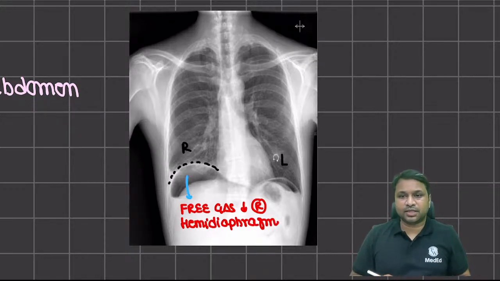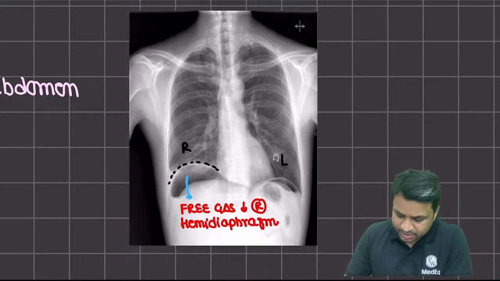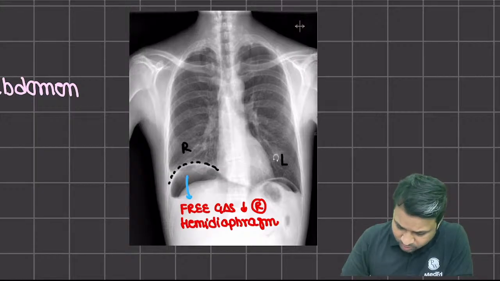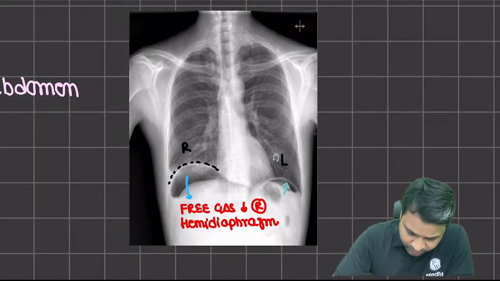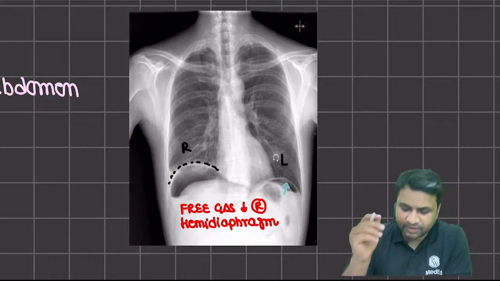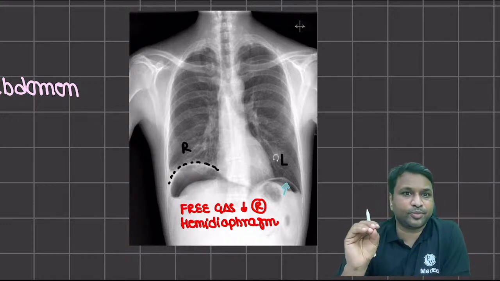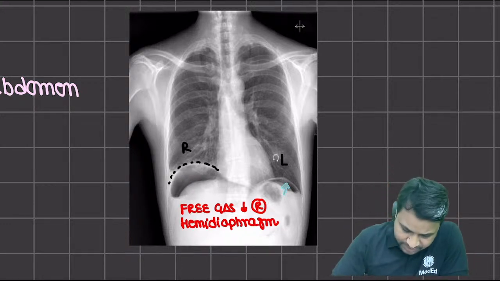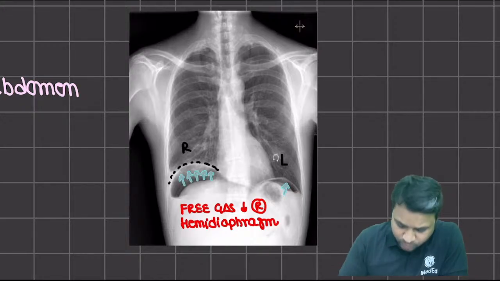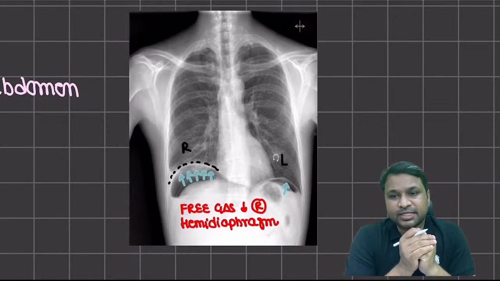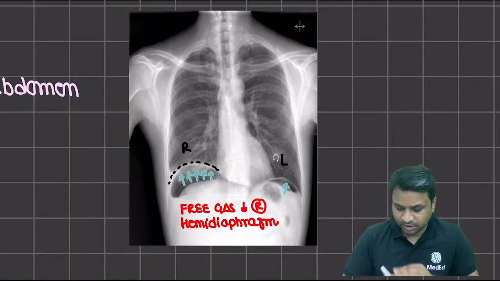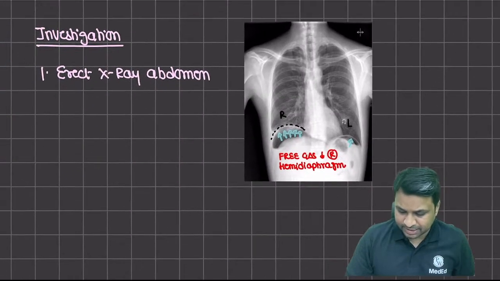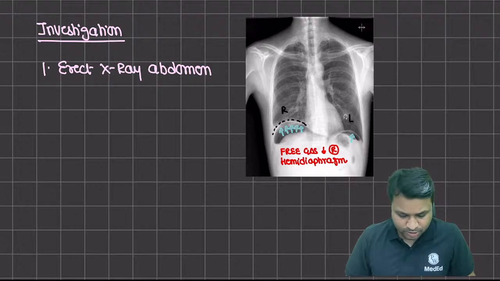There is free gas under the right hemidiaphragm. See, the free gas is there on this side also. You can see the free gas is here. But the more amount of free gas, see, if there is free gas on either side, it should be considered for perforation. But if the free gas is more, if it is present on the right side, then it has to be hollow viscus perforation, right? So free gas under the right hemidiaphragm is what we call the sign for hollow viscus perforation.